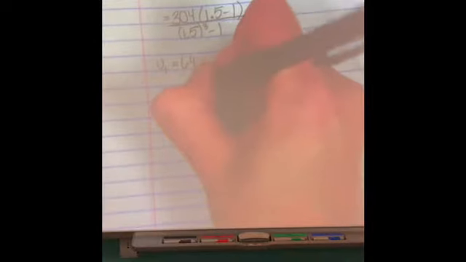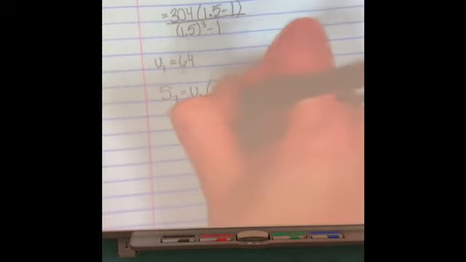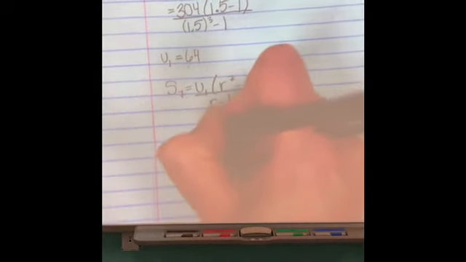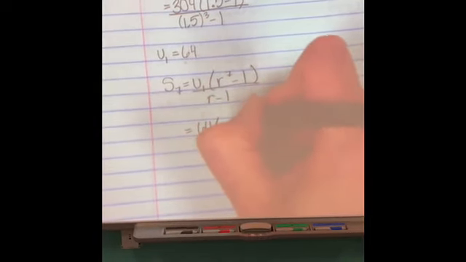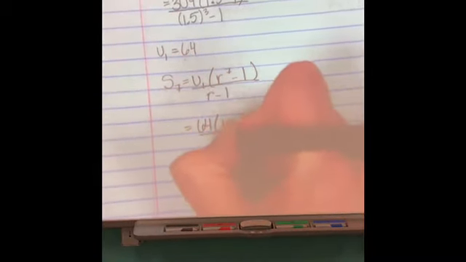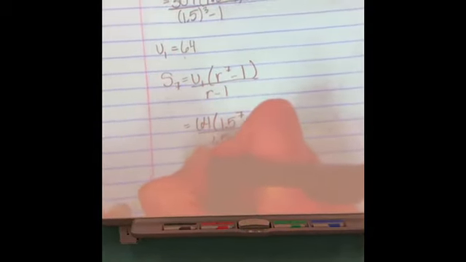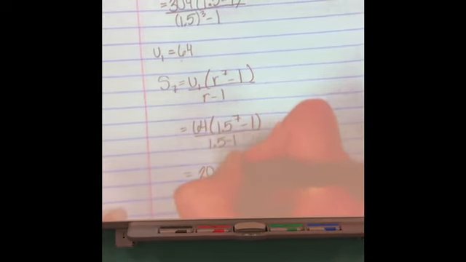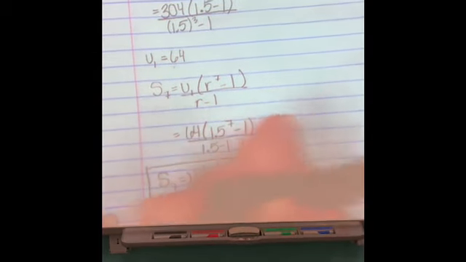And then to find S sub 7, you would just plug everything into the formula. So we'll take u sub 1 times r to the 7th minus 1 all over r minus 1, giving us 64 times the quantity 1.5 to the power of 7 minus 1 over 1.5 minus 1. And then when we put that whole thing into our calculator, we will get 2,059. So all that work, and this is our final answer.